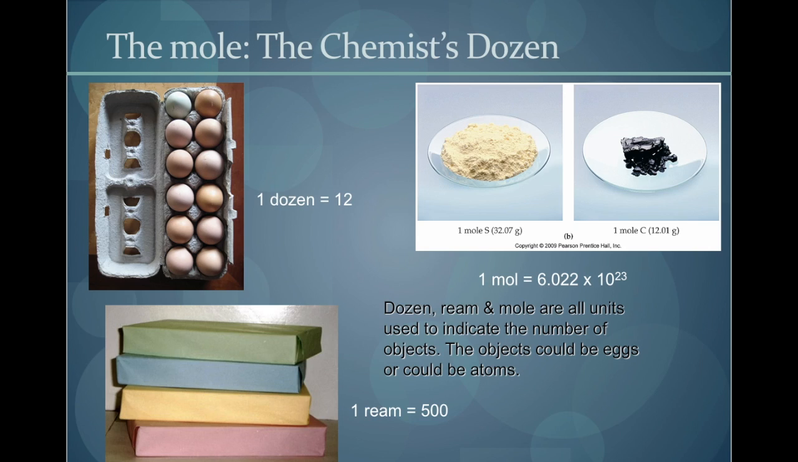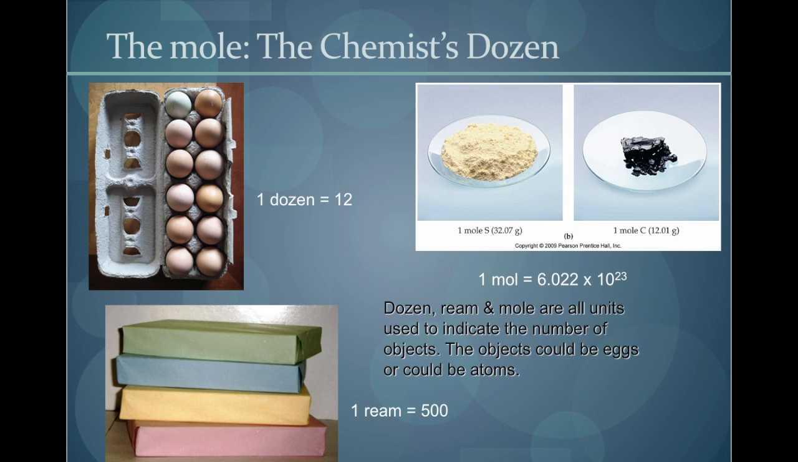So if we have 1 mole of S in the upper right here, that's sulfur, the yellowish substance. So that's about 1 mole of sulfur, and in that sample, there's going to be 6.022 times 10 to the 23rd atoms. Now, obviously, it's not going to be an exact measurement. We probably have a small number more or less, but that's approximately how many sulfur atoms are present. And on the right, the black substance is carbon, and that shows approximately 1 mole of carbon, which again is 6.022 times 10 to the 23rd atoms.